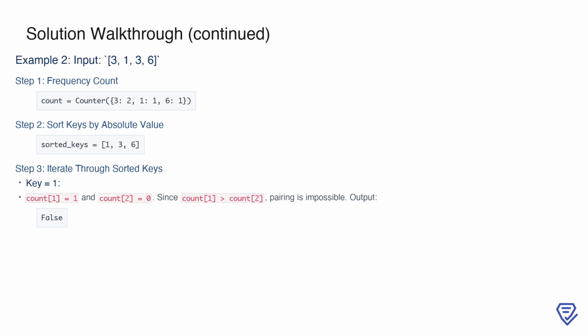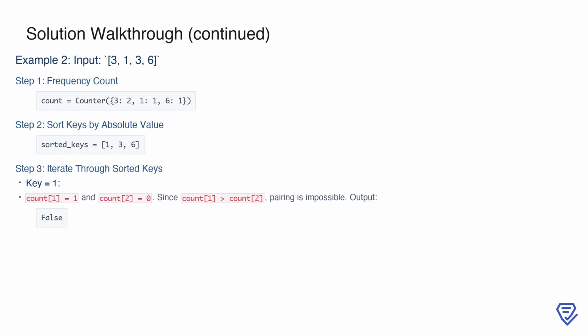Now, let's take another example with the input [3, 1, 3, 6]. The first step is to compute the frequency count, which gives count = Counter({3: 2, 1: 1, 6: 1}). This indicates that the number 3 appears twice, while 1 and 6 each appear once. We then sort the keys of count by their absolute values, resulting in sorted_keys = [1, 3, 6].